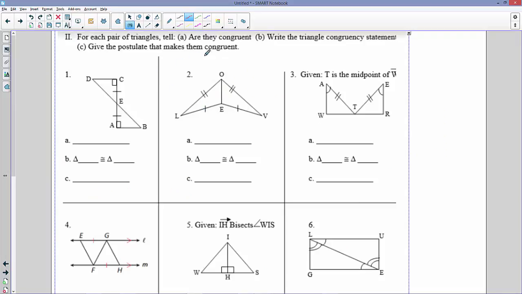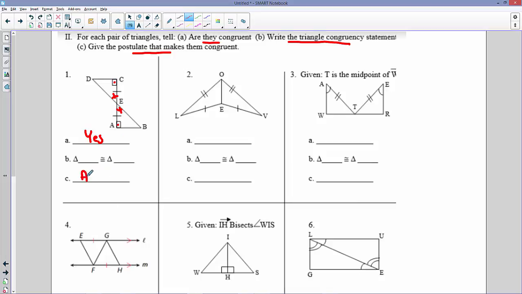Okay. Are they congruent? Write the triangle congruency. That's triangle something is congruent to triangle something, and then give the postulate. Okay. So these are congruent here. Let's do the congruency first. So we have vertical angles, of course. And we get ASA. You're tempted to say HL, but there is no information about the hypotenuse. In fact, there's only one side. You need two sides for HL. This is ASA. Right angles are always congruent to each other.